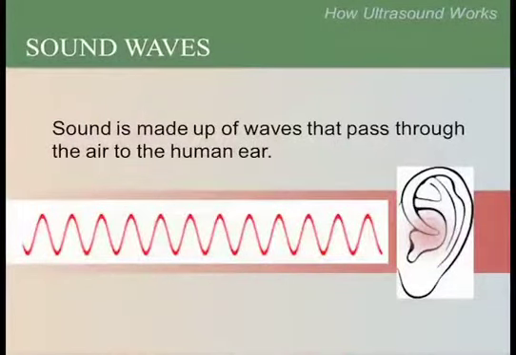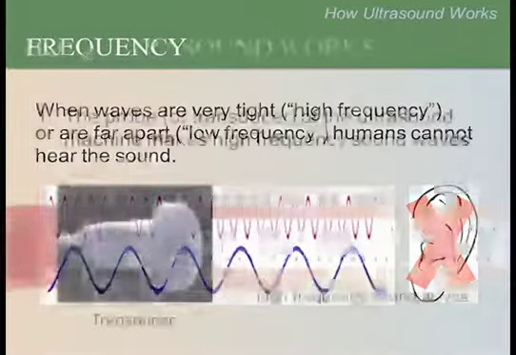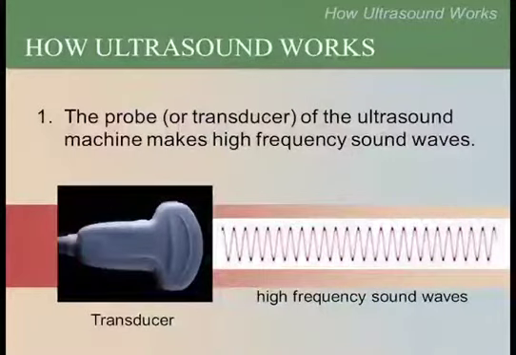Sound is simply a series of vibrations or waves that travel through the air and can be heard once they reach the ear. When these waves are very tight, meaning that they vibrate at a high frequency, or are far apart, vibrating at a low frequency, humans cannot hear the sound. The process to create an ultrasound image is fairly simple. First, the transducer produces high-frequency sound waves that the human ear cannot hear.